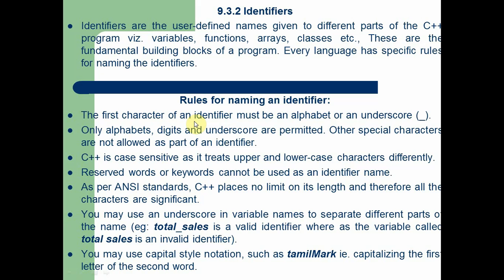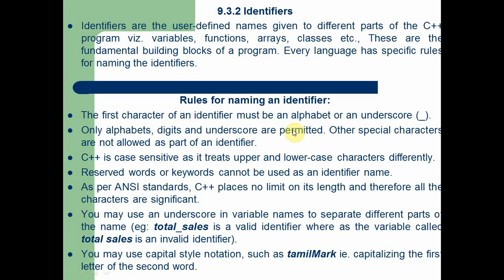So other than underscore. Second, only alphabet, digit, underscore are permitted. Other special characters are not allowed. So if you take the character set, we can use alphabet in giving names. We can use numbers, that is digits 0 to 9. We can use underscore. Other than these, other symbols are not allowed in the names of identifier.